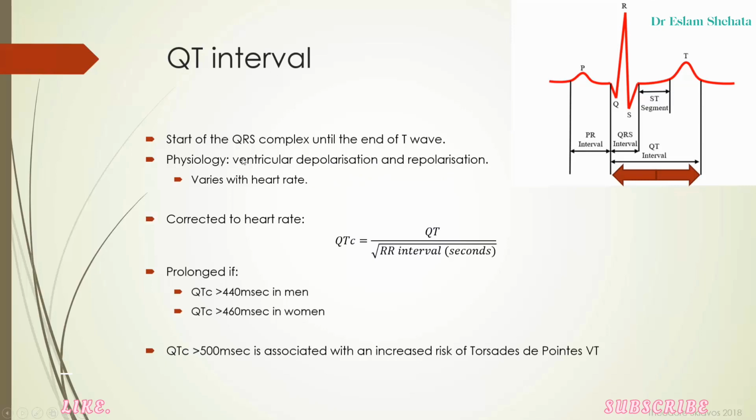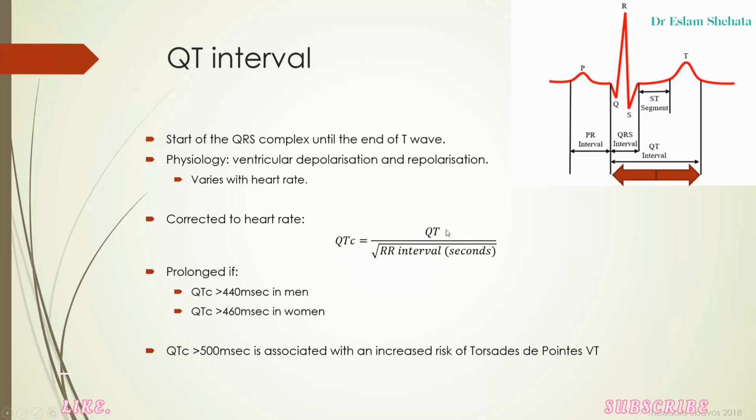Now, the QT interval will vary with the heart rate, okay? At faster heart rates, the QT interval will be shorter. At slower heart rates, the QT interval will be longer. So you end up with a formula that calculates the QTc, or the corrected QT interval, corrected for the heart rate.